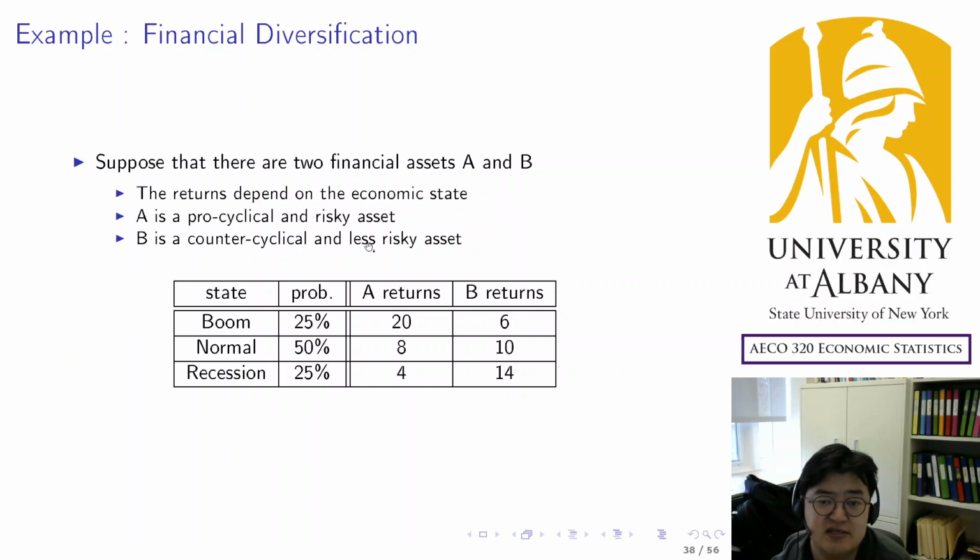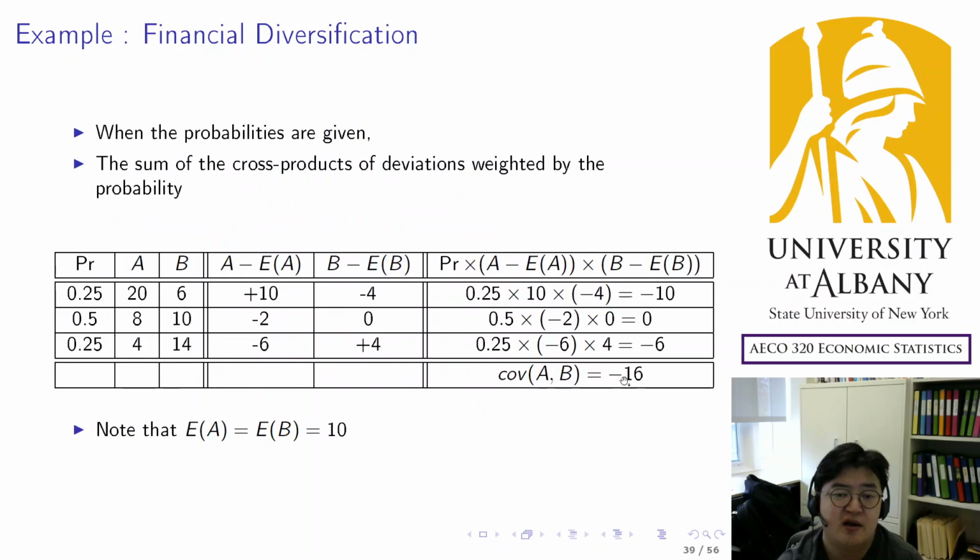And another thing here is B is relatively safer, right? The lowest is 6 and the highest is 14. So the floor and ceiling are closer to each other, but A is more volatile, right? So high is higher, low is lower, okay? That is just a simple explanation of the situation. And what we are going to do is calculate first their covariance.